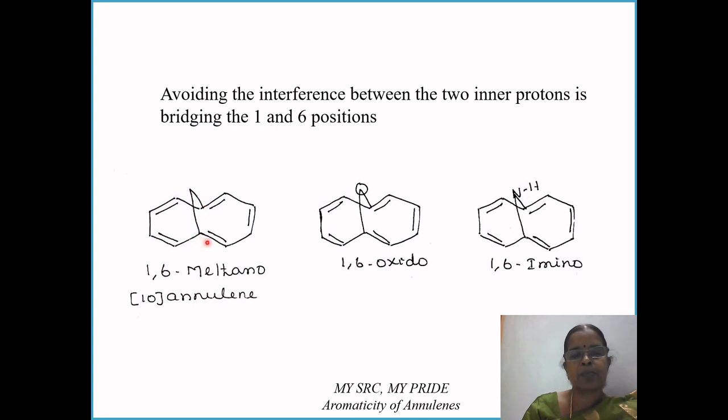How can the 1 and 6 position hydrogens of 10-annulene be removed? By replacing those hydrogens with a bridge. Here a methylene bridge, here an oxygen bridge, here an NH bridge. This bridging group removes the interfering hydrogens at the 1 and 6 positions and makes the molecule stable and aromatic. 1,6-methano-10-annulene, 1,6-oxido-10-annulene, and 1,6-imino-10-annulene are stable aromatic compounds.